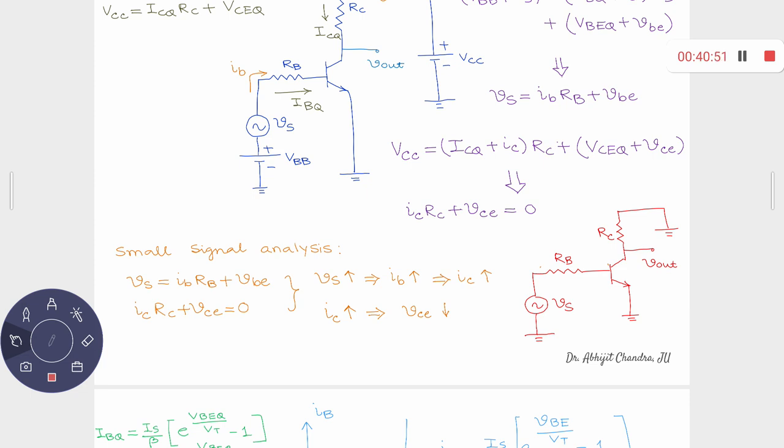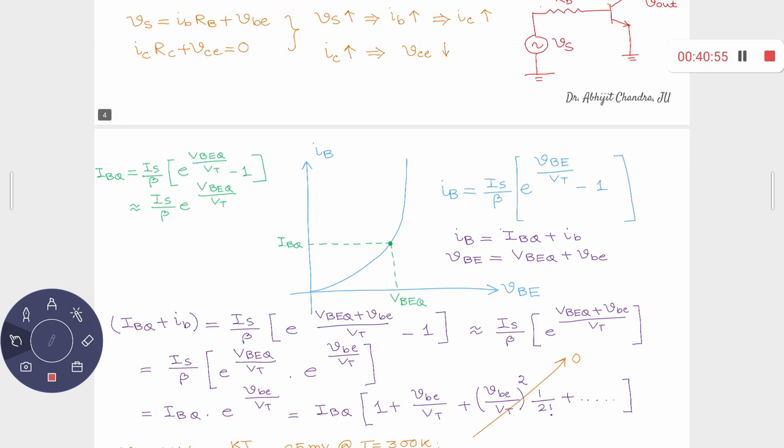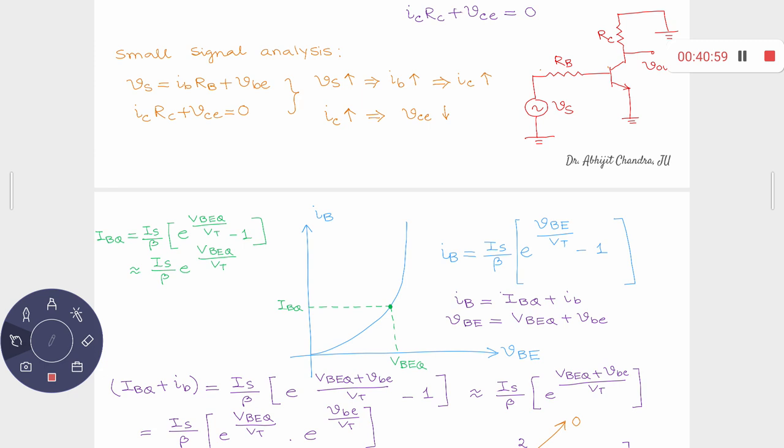Okay. So now you understand that this Vs is equal to IBRB plus VB. That is the governing KVL at the base emitter loop. Isn't it? Vs is equal to IBRB plus VB. Now, what is that relation? For a transistor, for an NPN example, if I consider this base emitter side, it is acting like a diode.